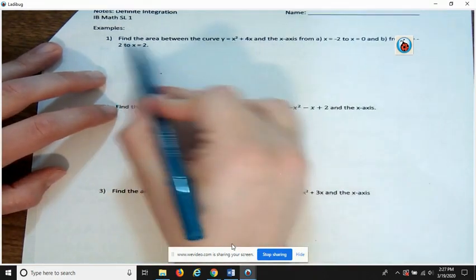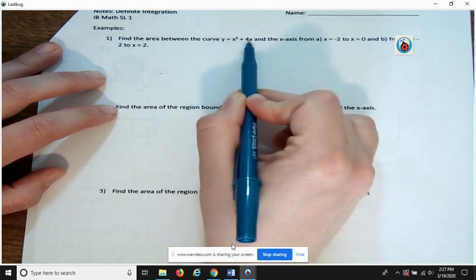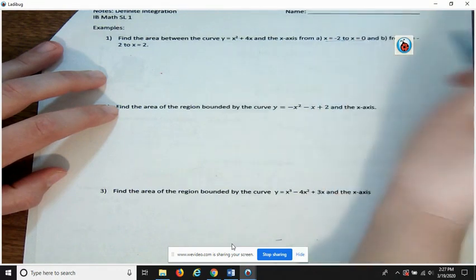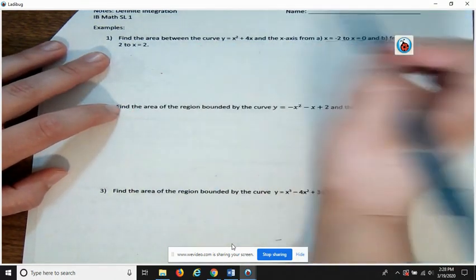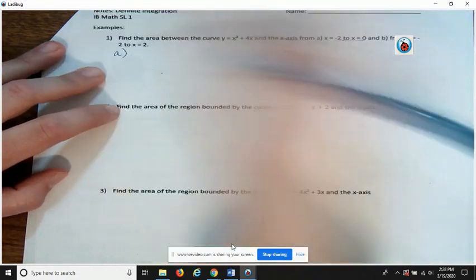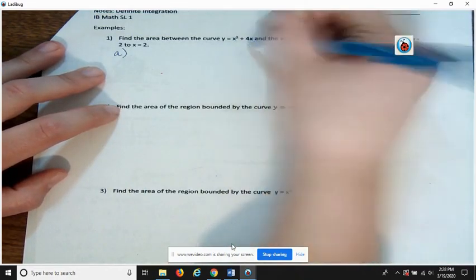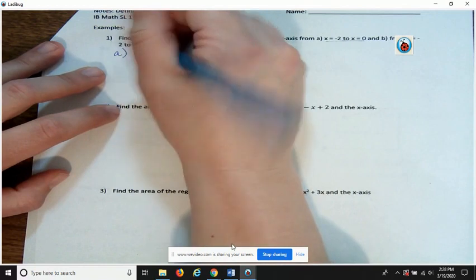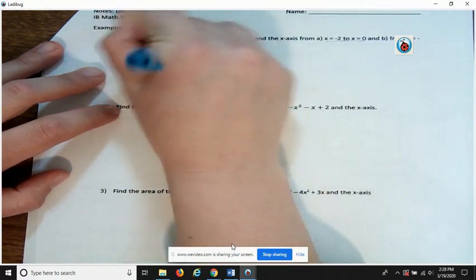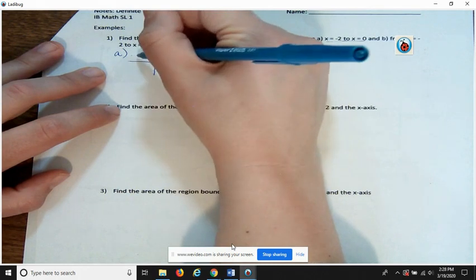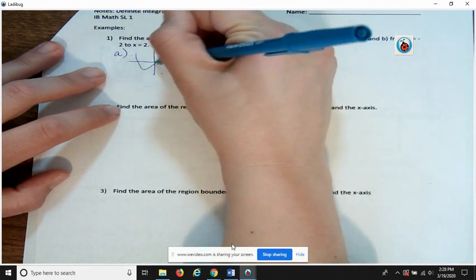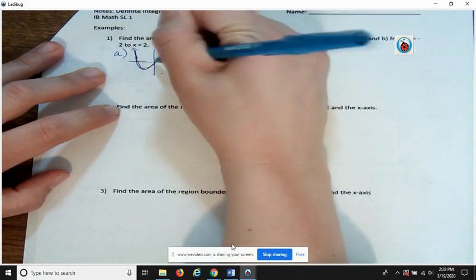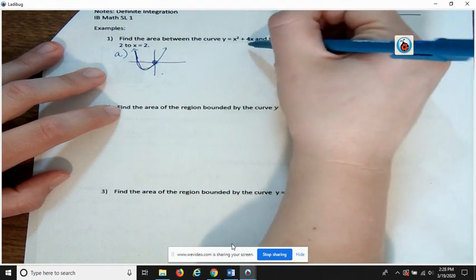So this one says find the area between the curve y equals x squared plus 4x and the x-axis. First it says from x equals -2 to 0, and then it says from x equals -2. Okay, so first, for part A, this is a quadratic. It has a positive leading coefficient, so it's going to open up, okay? And it happens to look something like this. Its x and y intercept should be at 0, because if I sub 0 in for either of these, I get 0, okay?